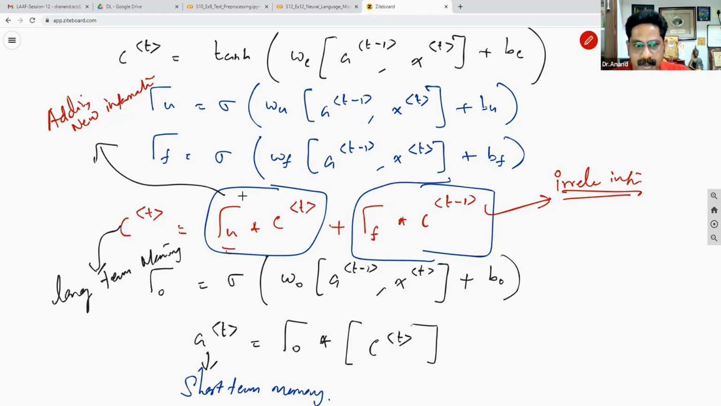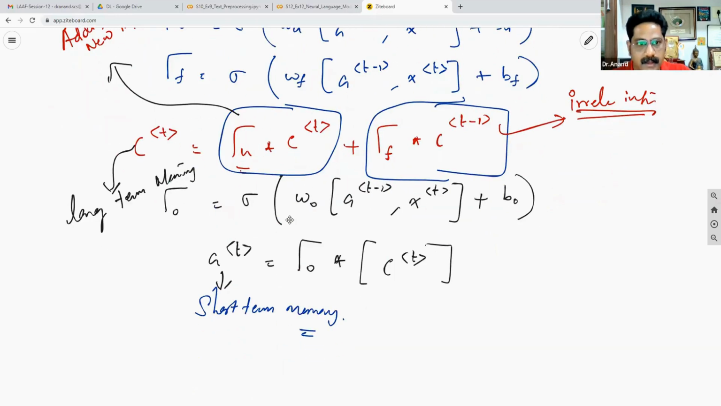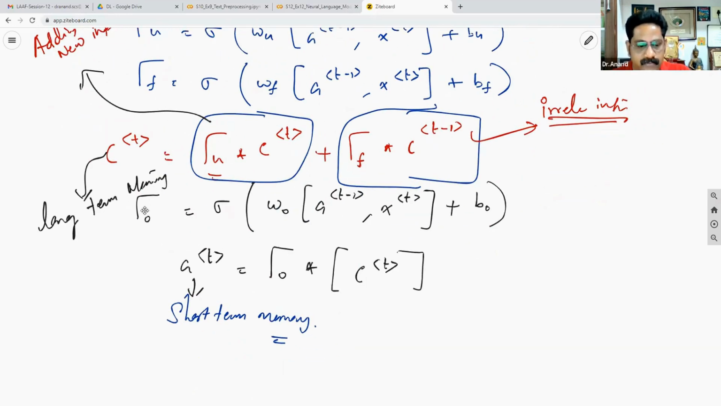So this component, the update gate, is updating any new information, any new context in the meaning of the sentence. So this is adding the new information, and this is irrelevant information. And what name can we give for this output gate? What is the logical name we can give for this output gate? Here we are just adding the new information.